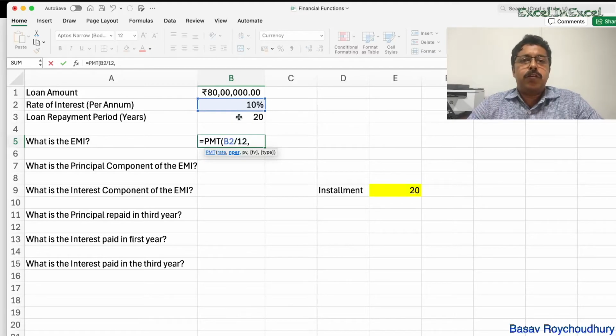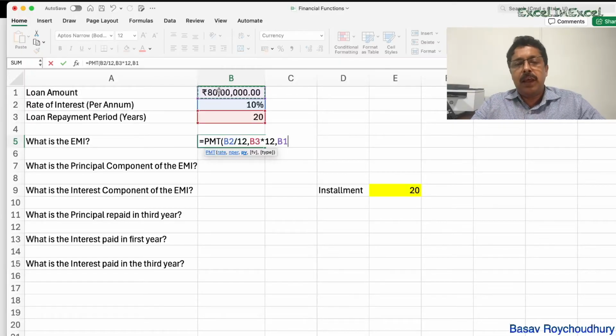N per, what is the total period? Now total period is of course 20 years. However, we are talking of monthly installments, so we'll multiply it by 12 so as to get how many monthly periods there are, right? And then it asks me for the PV. PV is of course 80,000. It's a loan, so the money comes to my pocket, and therefore it is positive.